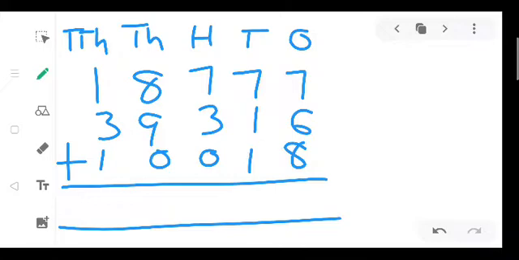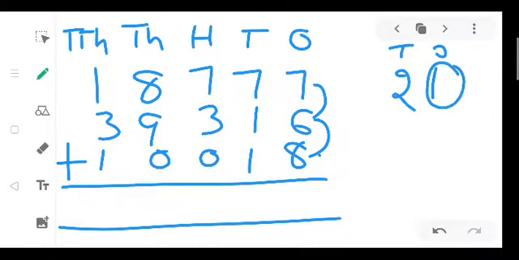Firstly, we will start adding ones place digit. So what are ones place digit here? 7, 6 and 8. When we add it, 7 plus 6, 13, 13 plus 8, 21. 21 means here ones are 1 and tens are 2. So at ones place we will write 1 and tens place we will carry 2, because 21 is made up of 2 tens plus 1 ones.